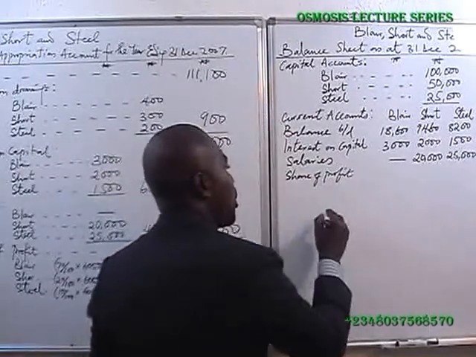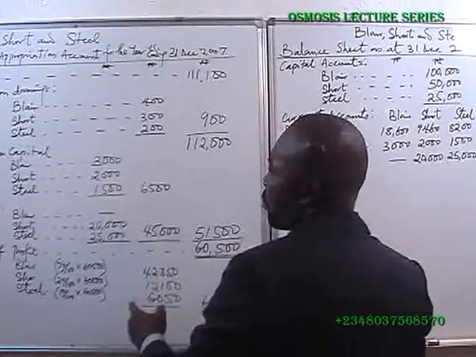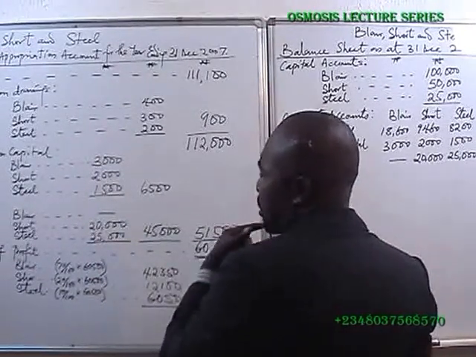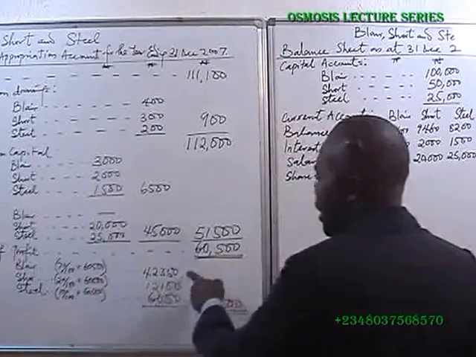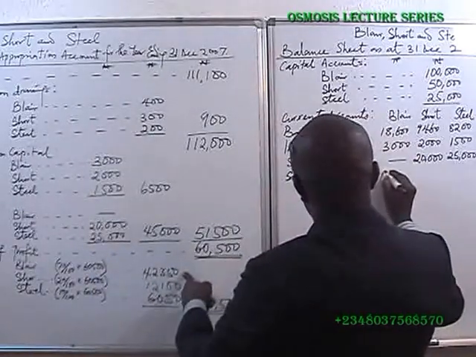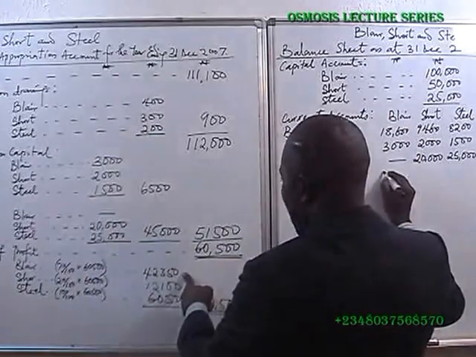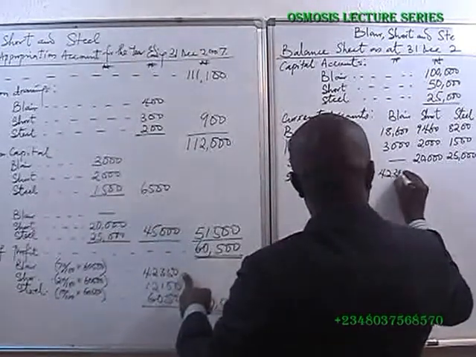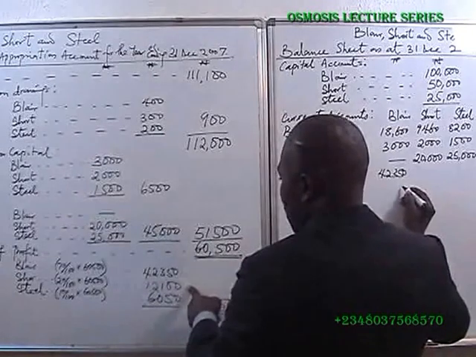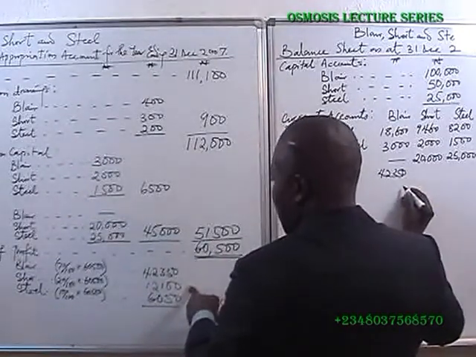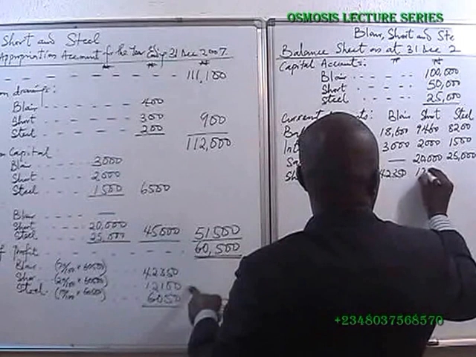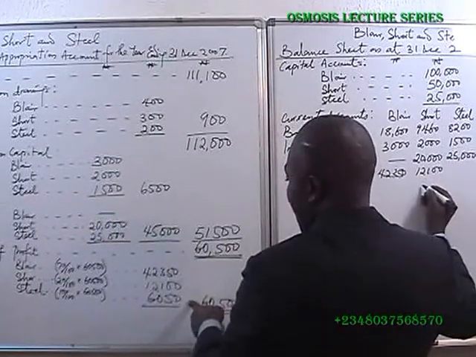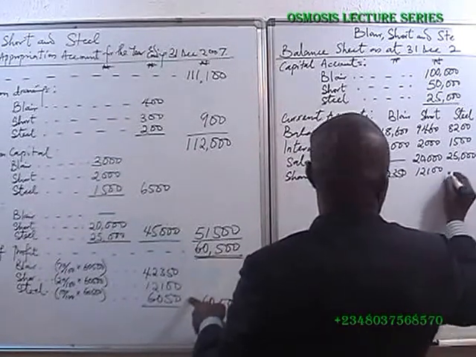Another thing there is share of what? Profit. For their share of profit, Blair got 42,350 naira. Short got 12,100 naira. And Steele got 6,050 naira.